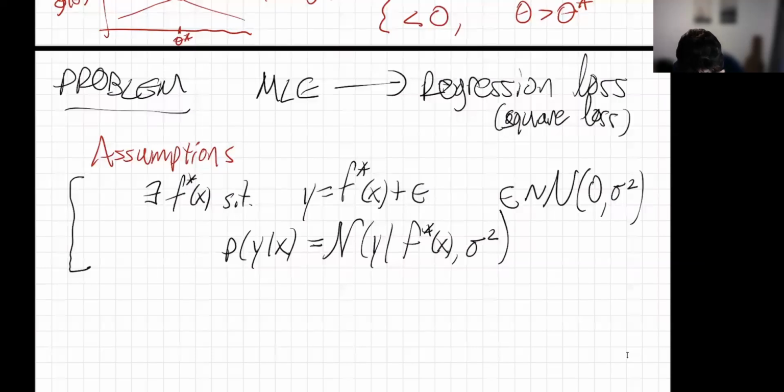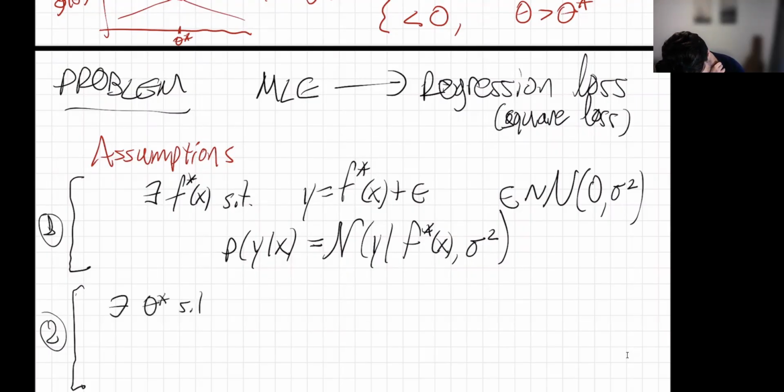And now we're going to make it more specific. We're going to go to step 2. We're going to zoom in and focus on linear models. So the second assumption is that there exists a theta star such that f star of x is actually x transpose theta star. So this true function that is giving me my labels y is actually a linear function.